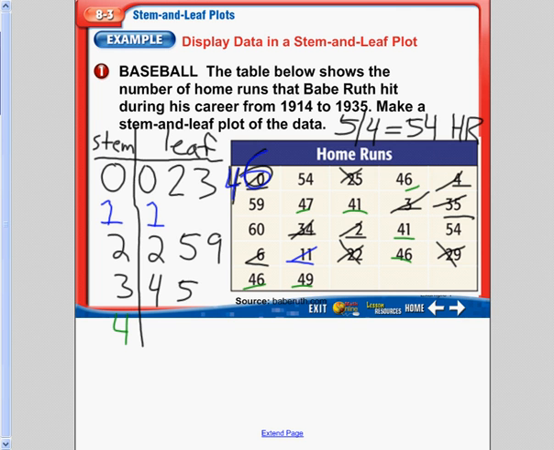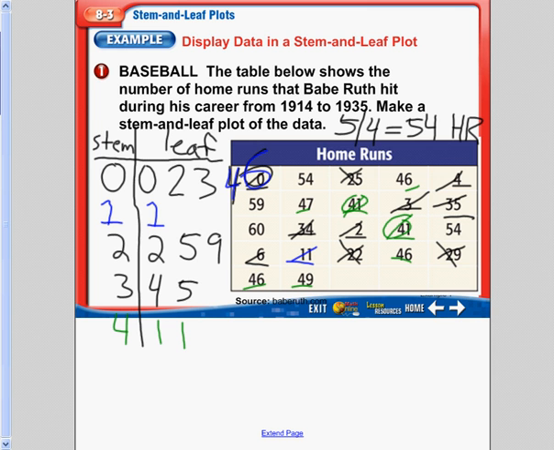Why do I always underline these and do some sort of Xing off? Just because then I know which ones I've done and which ones I haven't. Otherwise I'm looking at a big table still full of numbers and it can be a little more confusing. Also, if I see something that's not checked off, then I know I haven't put that on my stem and leaf plot yet. Now I have 41 two times, so I wrote 4 for the stem, and then I have 2 leaves of 1 because I have two 41s.